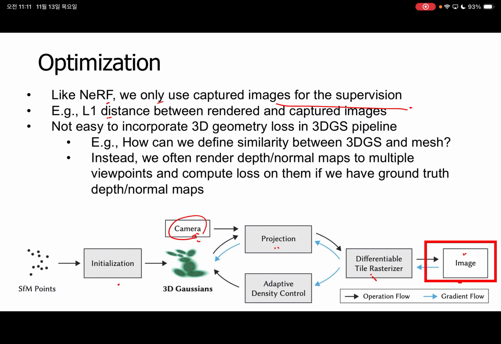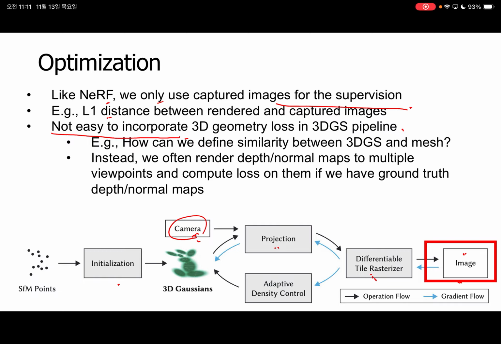And actually, there's also one limitation of 3D Gaussian splatting. It is not very easy to incorporate 3D geometry loss in the 3D Gaussian splatting pipeline. So in some cases, we can prepare very accurate 3D mesh ground truths using 100 cameras, using state-of-the-art multi-view stereo algorithms. We get very detailed, good quality mesh ground truths.